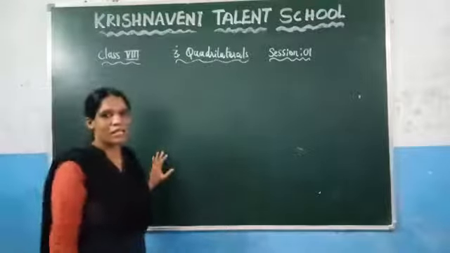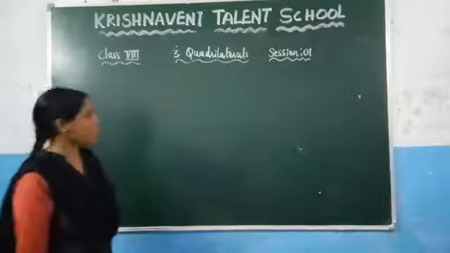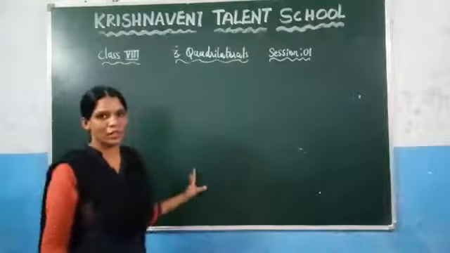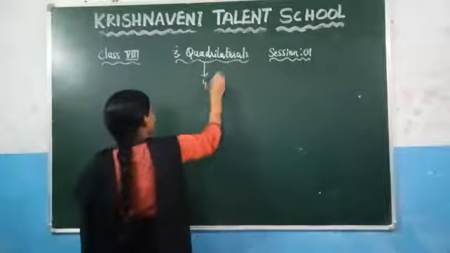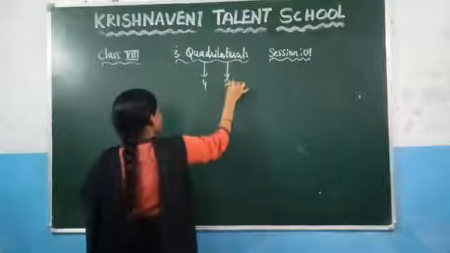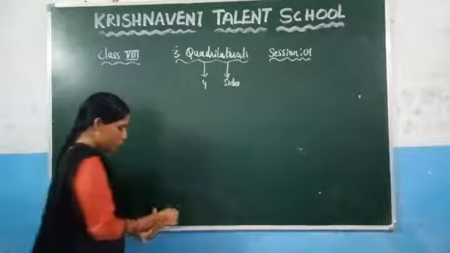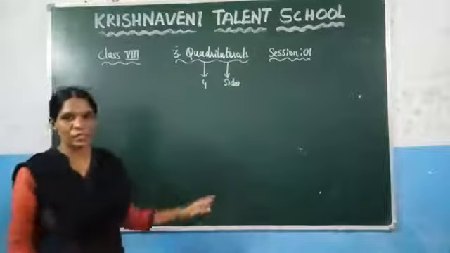Now we are going to start the new chapter, which is quadrilaterals. So here, what is the meaning of the quadrilateral? The name itself says it: quad is nothing but four, and lateral is nothing but sides. So what is meant by the quadrilateral? A closed figure that consists of four sides, we call it a quadrilateral.